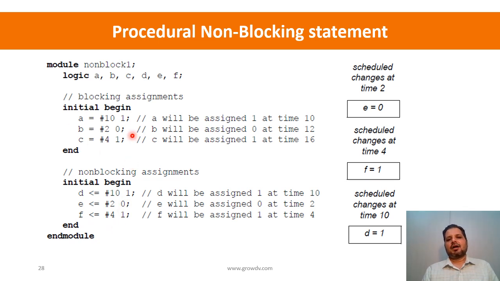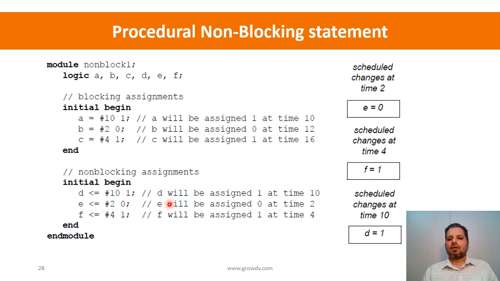So in the first one, when I do a equal to #10 of 1, a will be assigned 1 at the time of 10. But because the blocking assignment is blocking in nature, the control won't go to the next assignment unless and until this one completes. So at time 10, b equal to #2 of 0 will be executed, and hence b will be assigned 0 only at the time of 12. So it has to wait for this 10 plus 2, and then the delay becomes additive, right? Then c will be assigned a value of 1 at 16, because it has to be 10 plus 2 plus 4, it has to wait for that.